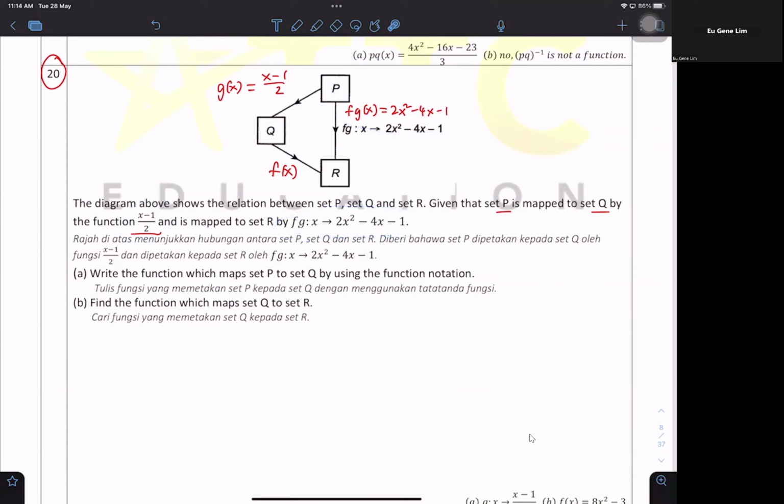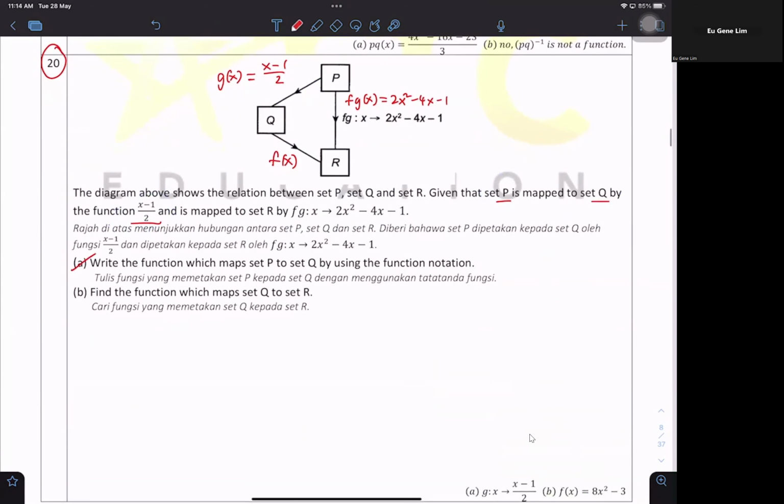Understand? But do you understand why g(x) is this? Because the first part is the right-hand side. In the composite, the right-hand side is the first part, g(x), and then P to Q is this function. That's why g(x) equals this, which is the answer for question A. Yeah, correct. Write the function that represents P to Q. So g(x) equals (x minus 1) over 2. Very good.